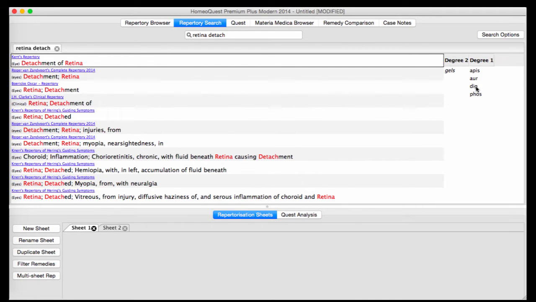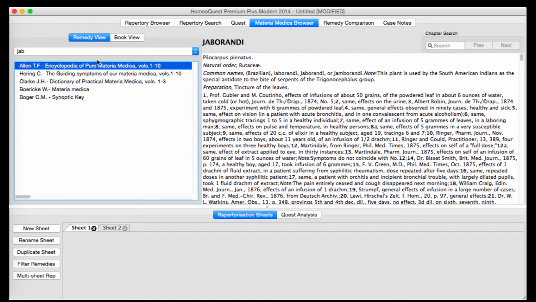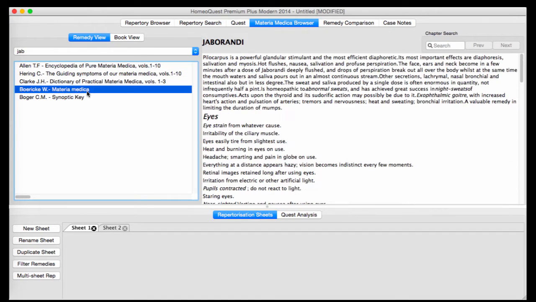epis, aurum, digitalis, phosphorus. Now just check Boericke, and suddenly you'll find some really out of the box remedies that you've never really imagined. Aurum mur, jaborandi, naphthalene. Let's look at jaborandi. This is a remedy I've never actually thought about, about retinal detachments. And look at that, retinal images retained long after using eyes. Everything appears hazy and vision becomes indistinct.